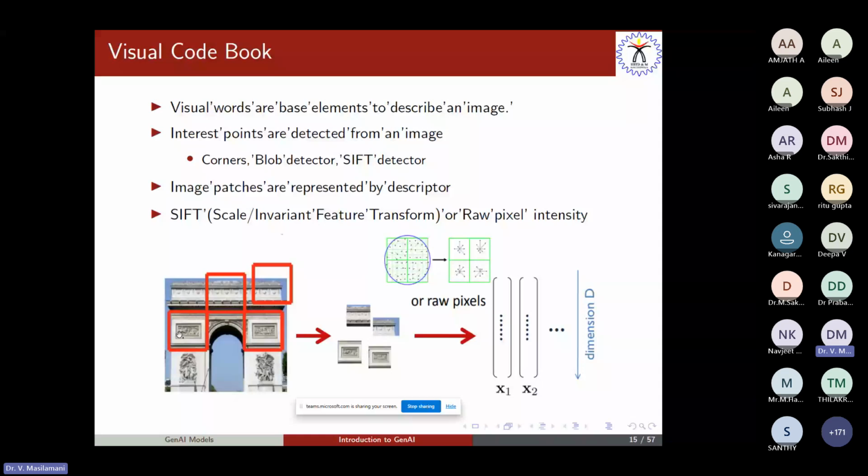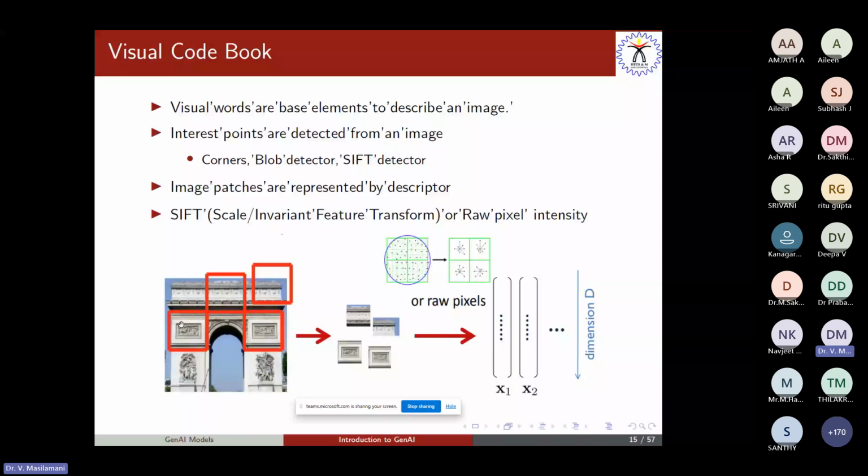That is how patches are taken. And you can find the descriptor using SIFT or SURF, and that will go as the code word for the particular patch. Codebook means the set of all code words taken for all patches of all the images in the database. Right? So this is what this schematic diagram represents.